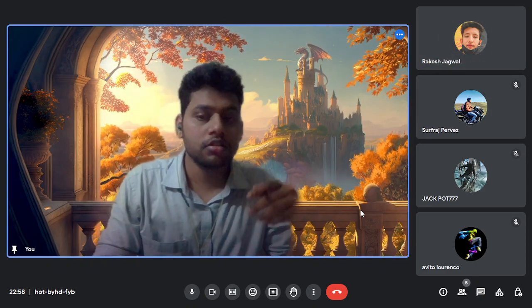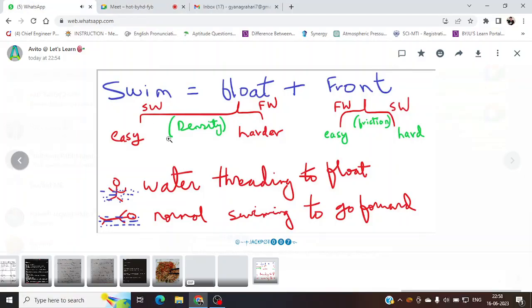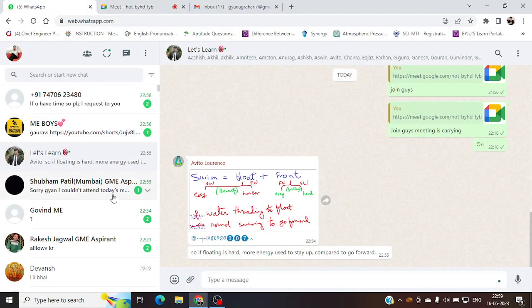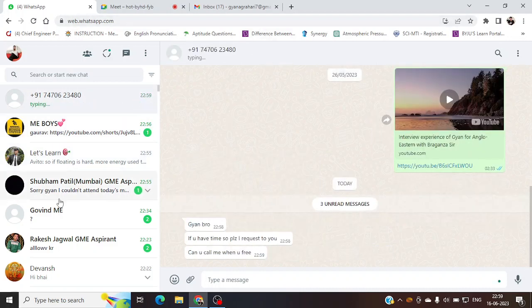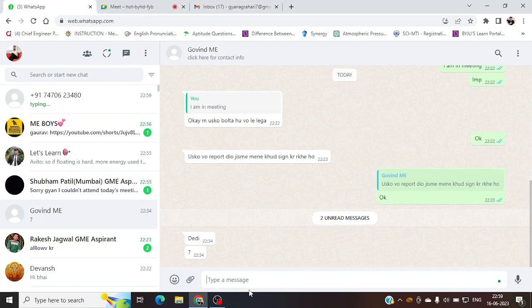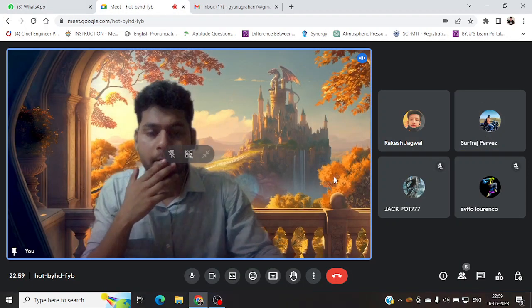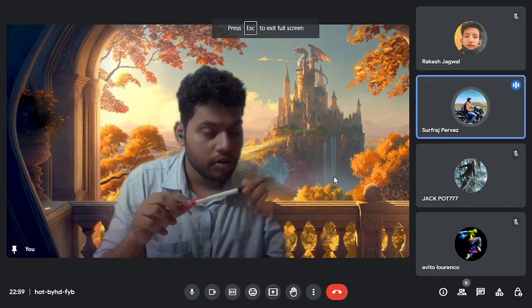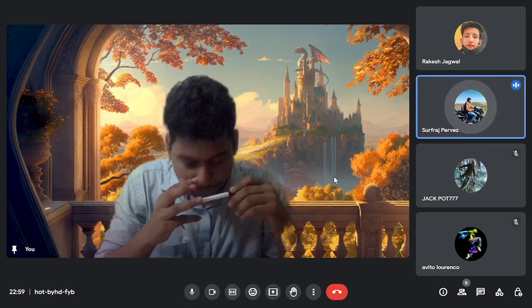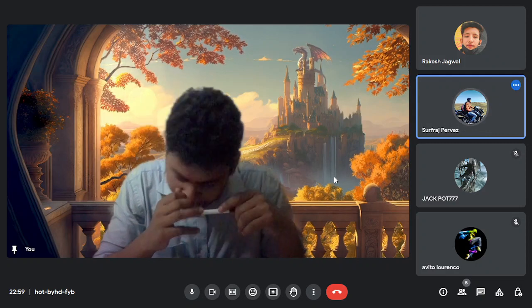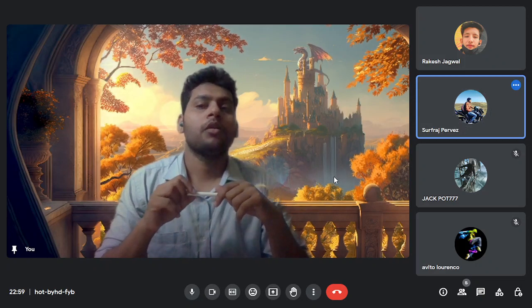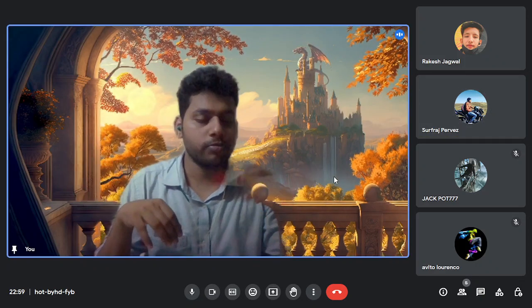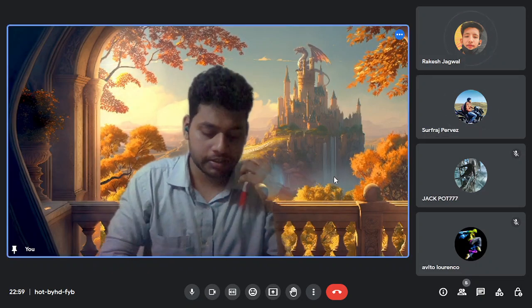Any other differences, Sarfraz? Evaporation takes place on the surface, and boiling takes place throughout the whole volume. Yeah, it's a bulk phenomenon, while evaporation is a surface phenomenon. Anything else?